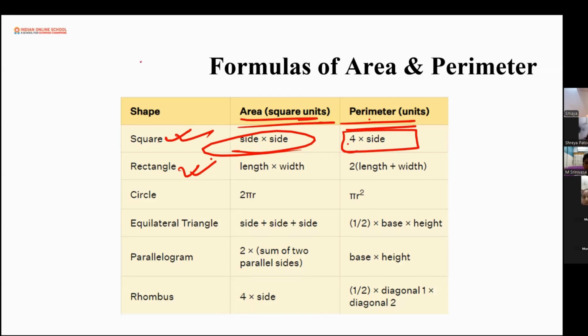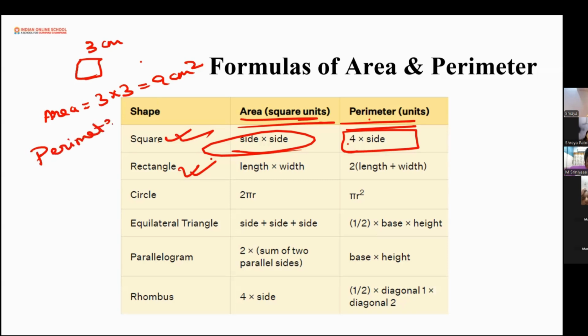Let me give you one example. Suppose this is a square. The previous measurement only, 3 centimeter. When I talk of area, it would be side into side, 3 into 3, 9 centimeters square. But when it comes to perimeter of the square, it's 4 times the side. 4 times the side means 4 times 3 centimeter.